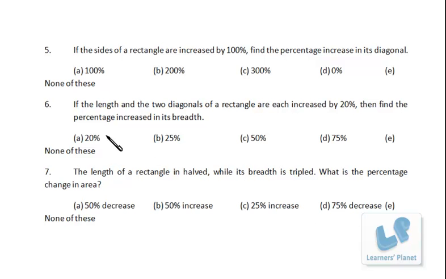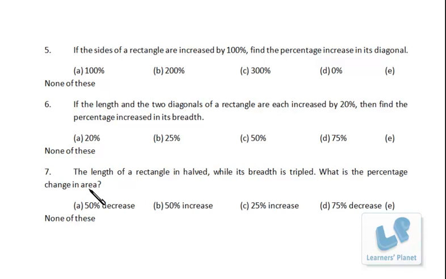Now, if the length and two diagonals of a rectangle are each increased by 20%, then find the percentage increase in breadth. Further, diagonal is a linear function with unit centimeter or meter. Similarly, breadth is also a linear function with unit centimeter or meter. So whatever is the percentage increase in the diagonal's length, the same percentage increase will be there in the breadth. So there is a 20% increase only. No need to go for any sort of paperwork.